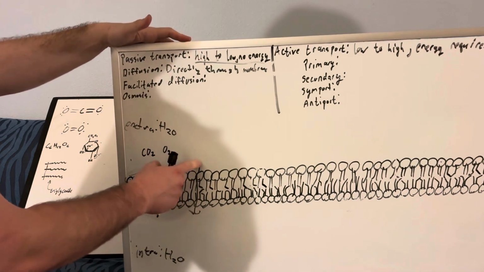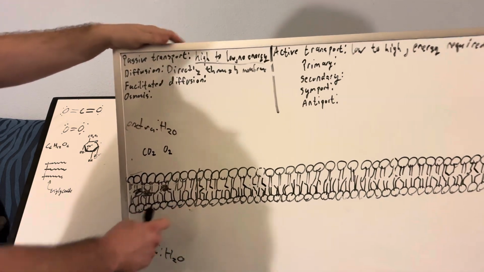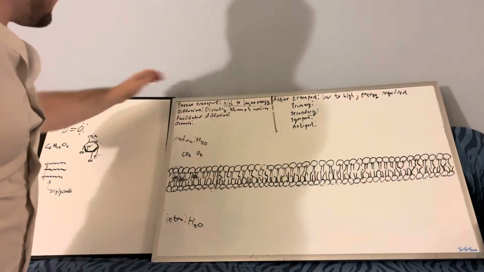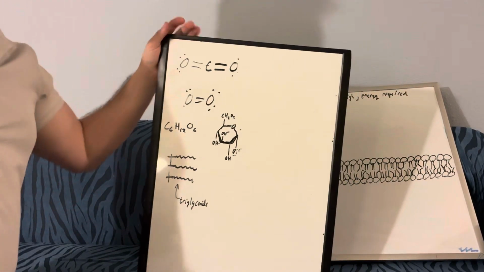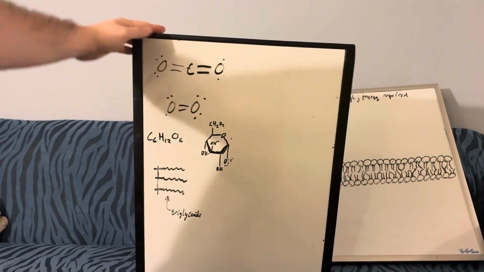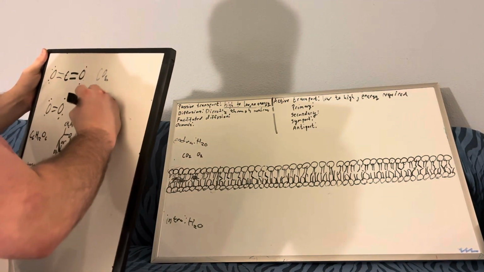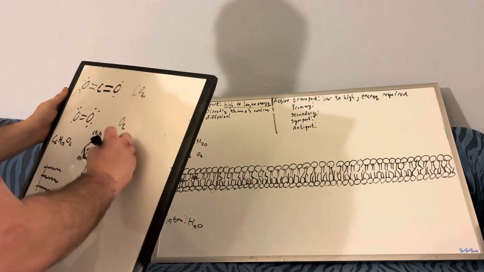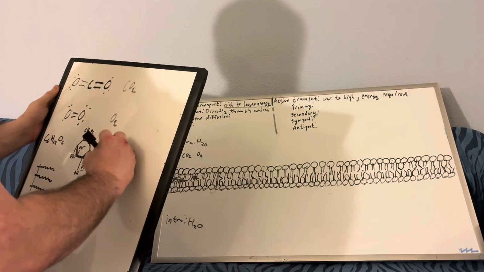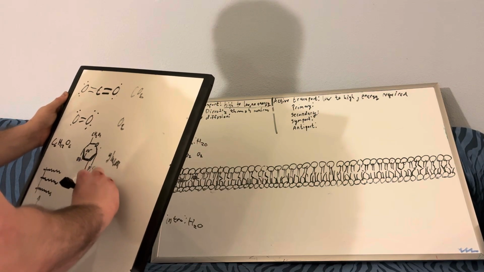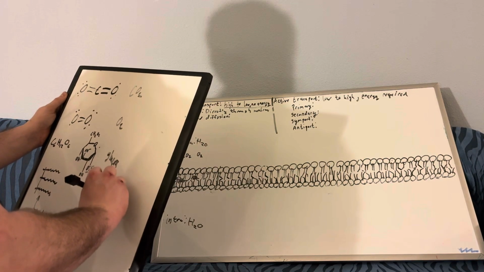Nice and easy. But while we're talking about this, I'm going to pull the other board, I want to talk about what could do simple diffusion. So here we have a couple molecules, 4. I have CO2, I have O2, I have glucose, and I have a triglyceride.